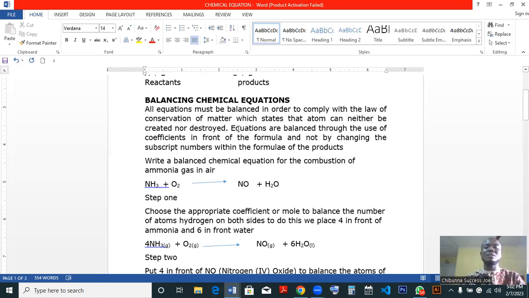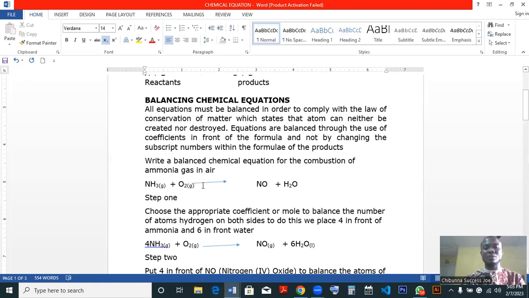So when you are balancing an equation, you don't need to change the formulas. You don't need to rewrite the subscripts, assuming the equation is already given to you. Now, let's take, for instance, this equation: write a balanced chemical equation for the combustion of ammonia gas in air. This is the formula for the reaction.